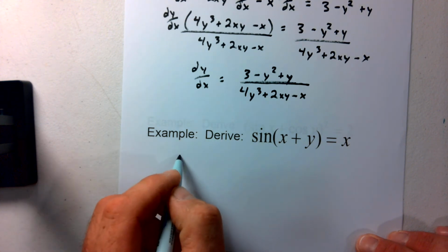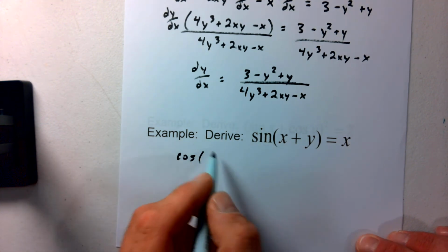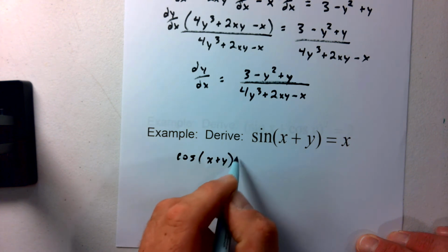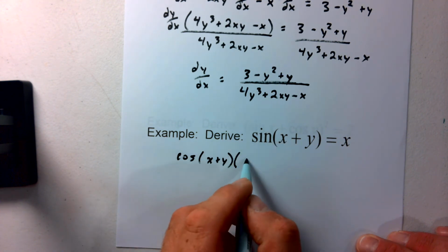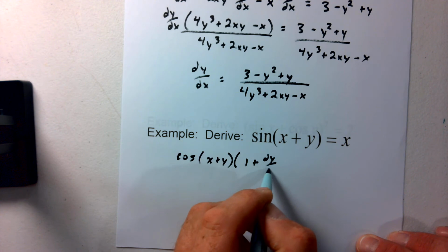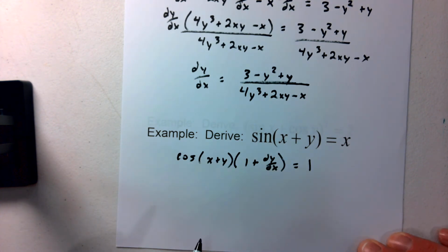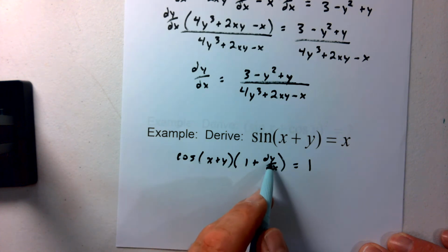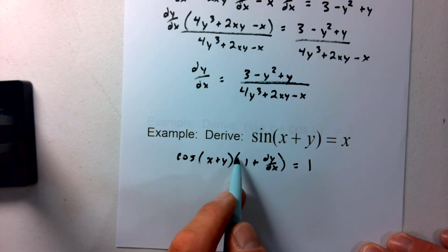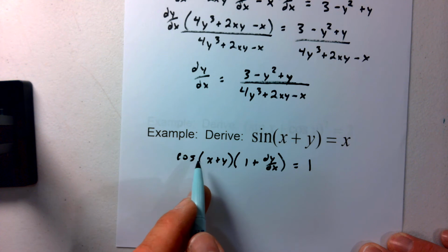So the derivative of sine is cosine. The angle is going to stay the same. And we're going to multiply by the derivative of the angle. So 1 plus dy dx. And that's going to equal the derivative of x, which is 1. Now I'm going to get dy dx by itself. Notice dy dx is in this quantity being multiplied by this trig function.